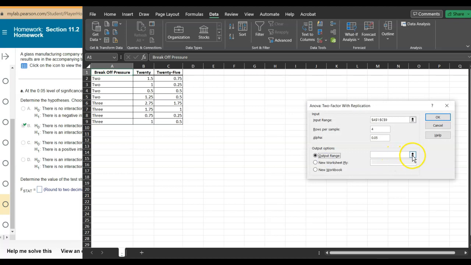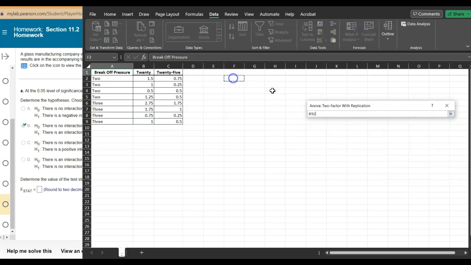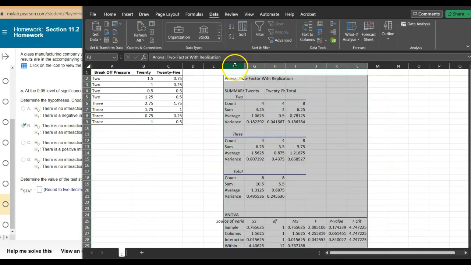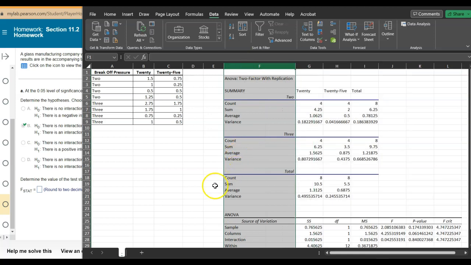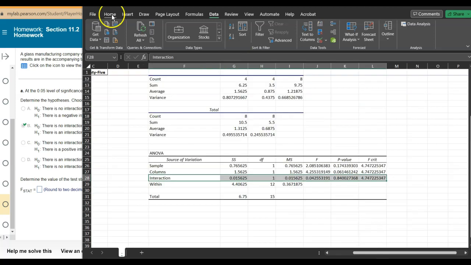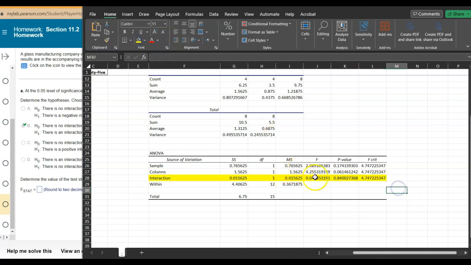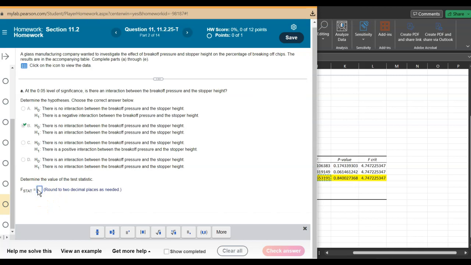The output should be somewhere here. Okay, all set. You get your table. You can expand it for a better view, and you're all set. So interaction in the last row over here. Let me highlight it. Okay, and I'm going to get the F value, copy it, paste it, and round to 2 decimals.